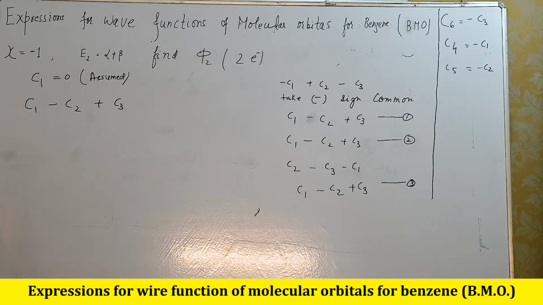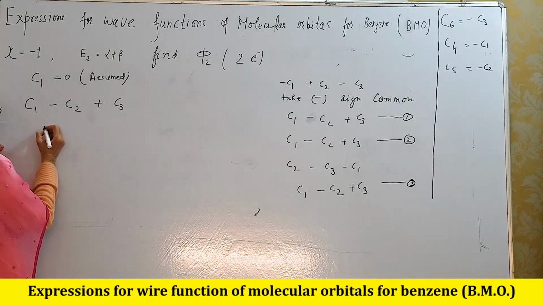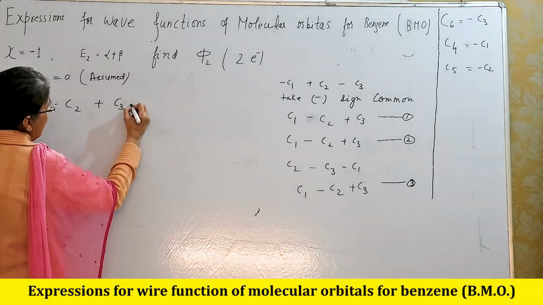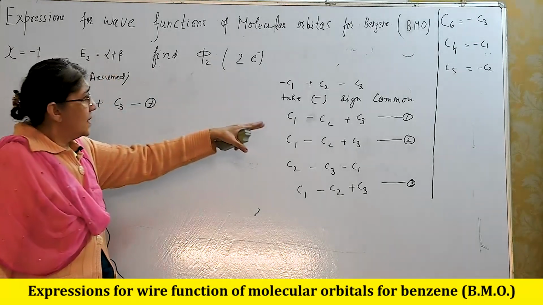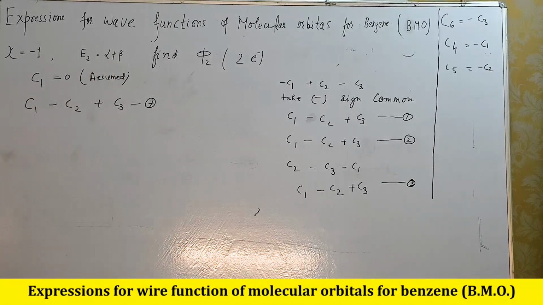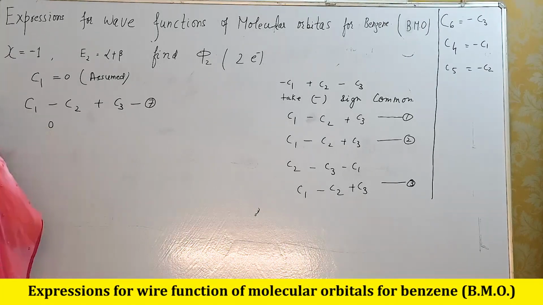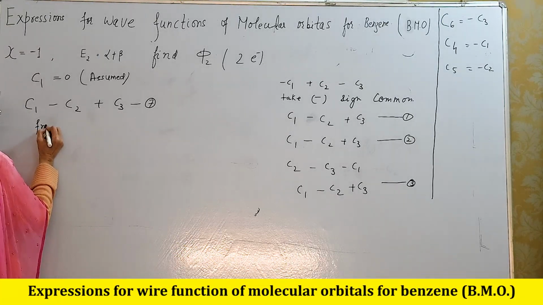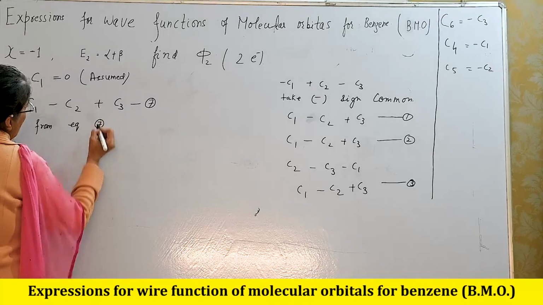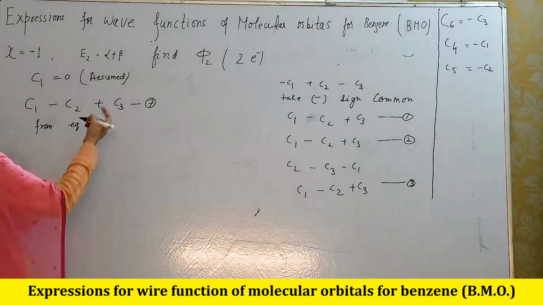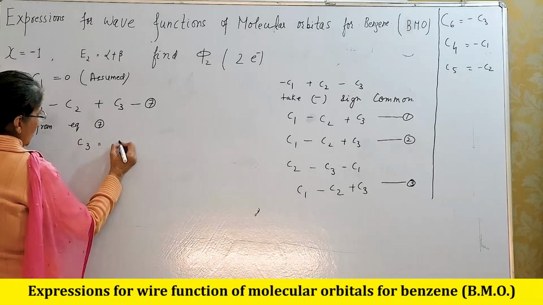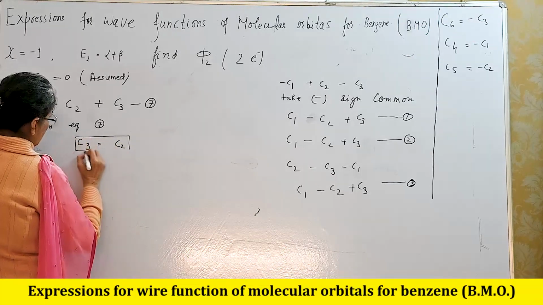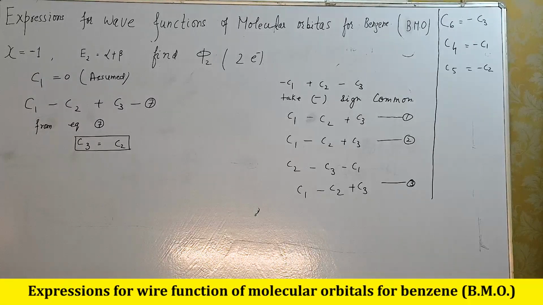Now if we see this, C1 minus C2 plus C3 equals 0, say this is equation number 7. Because we have assumed that C1 is equal to 0, we will take all other variables in terms of C2. Then from equation 7, we get 0 minus C2 plus C3, so C3 is equal to C2. In terms of C2, C3 is equal to C2.